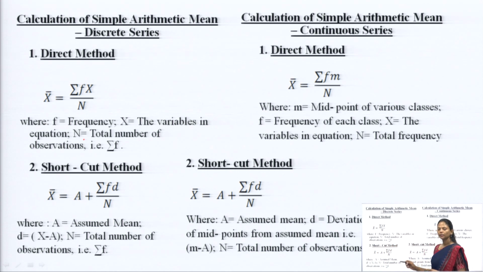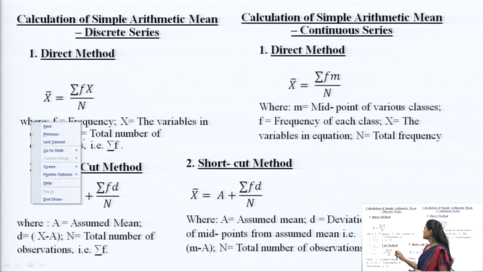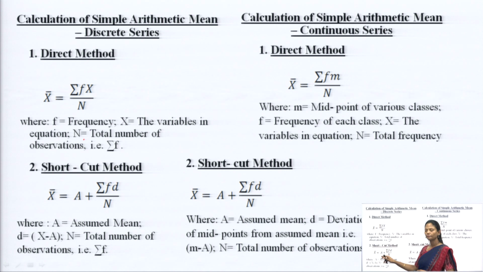The shortcut method, the way we have in the individual series, as we have assumed some number as a mean, in the same manner in the shortcut method as well, we are assuming some variable as a. So, a plus summation of f d divided by n, where a is the assumed mean, d is x minus a and n is the total number of observations.